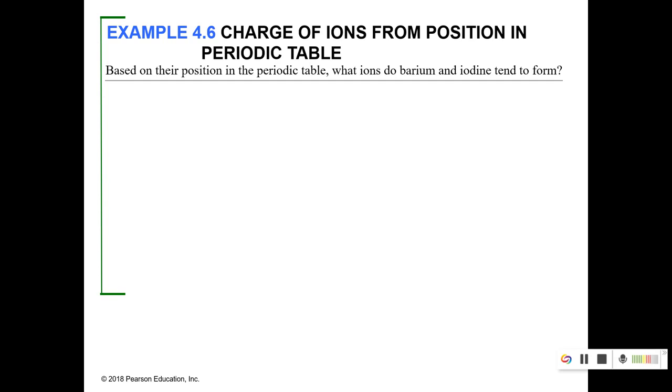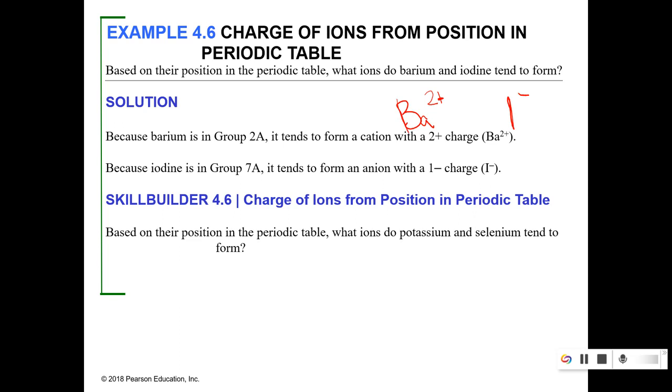Based on their position on the periodic table, what ions do barium and iodine form? Barium is in group 2, so it's an alkaline earth metal. It should have a 2+ charge. Iodine is a halogen. It should have a negative charge because that's the way to get them to their closest noble gas on the periodic table. Potassium will be a +1 charge. Selenium will be a 2- charge because, again, of the closest noble gases to them on the periodic table.